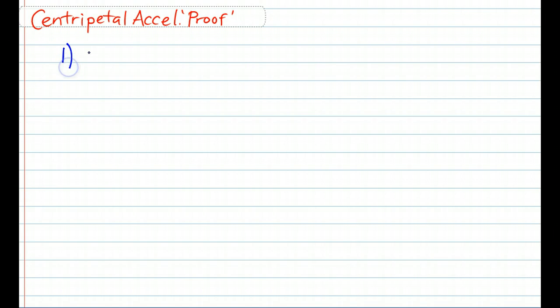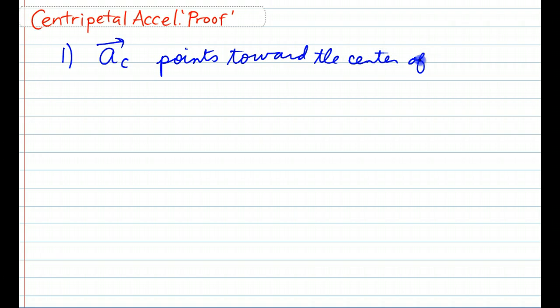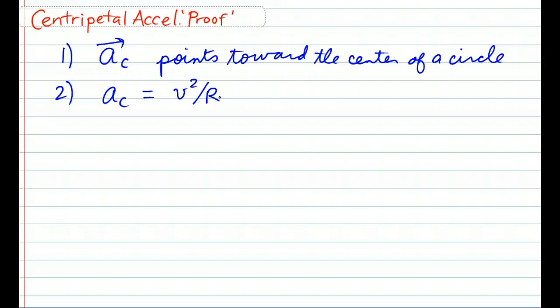We want to show, first of all, that centripetal acceleration, a_c, is a vector that points toward the center of a circle. And we're just talking about if we're going in a circular path. We also want to show that the magnitude of the centripetal acceleration is equal to v squared over r. v is the speed and r is the radius of the circle. Sometimes we call v the tangential speed, in other words, how fast we're going tangent to the circle.